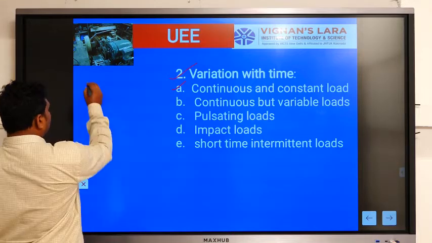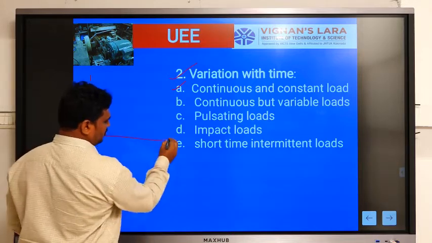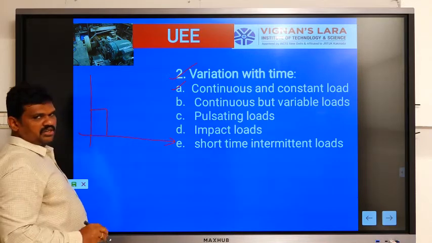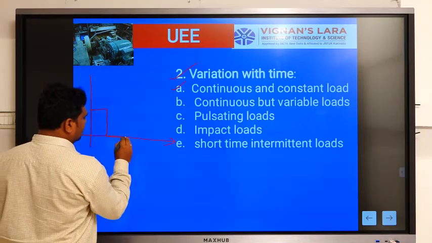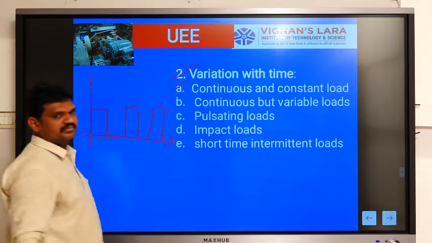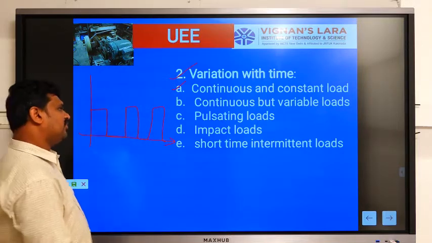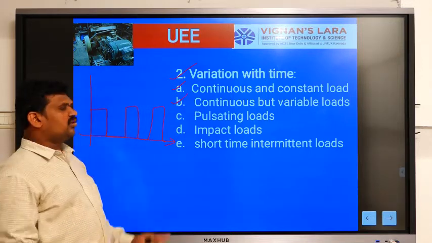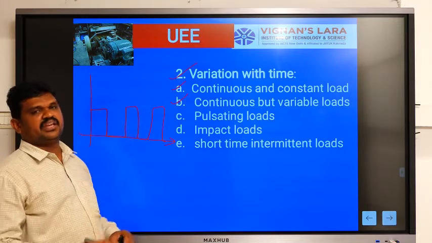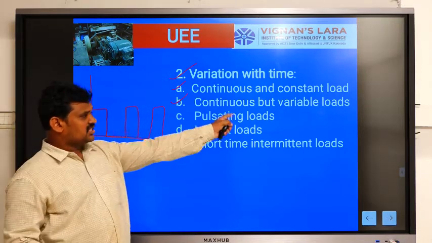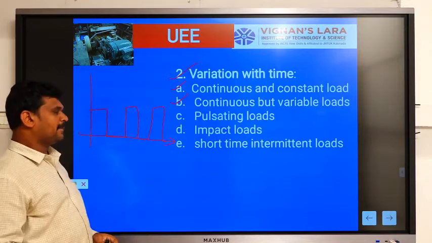The second one is continuous and variable load. The load is continuous, but at a certain duration the load torque will be high and then become zero, later it will become high again, with some variation. That type of load is continuous, but not at all constant; it is varying with respect to time. Then it is called continuous but variable load.